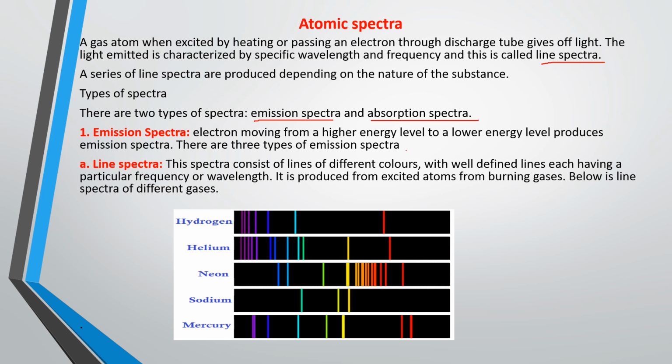One is line spectra. Okay, so line spectra, this spectra consists of lines of different colors with well-defined lines, each having a particular frequency or wavelength. It is produced from excited atoms from burning gases. So if you look at this picture below, you will see the different line spectra of different gases that are burning. So this is for hydrogen, this is for helium, this is for neon, this is for sodium, and this is for mercury. Okay, so this is what is known as a line spectra.